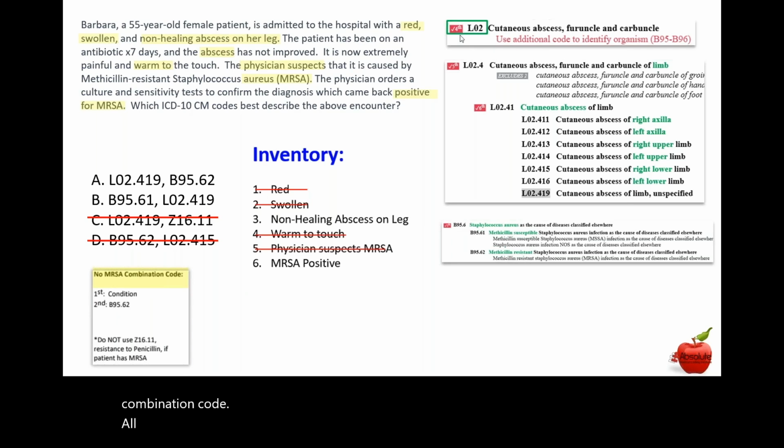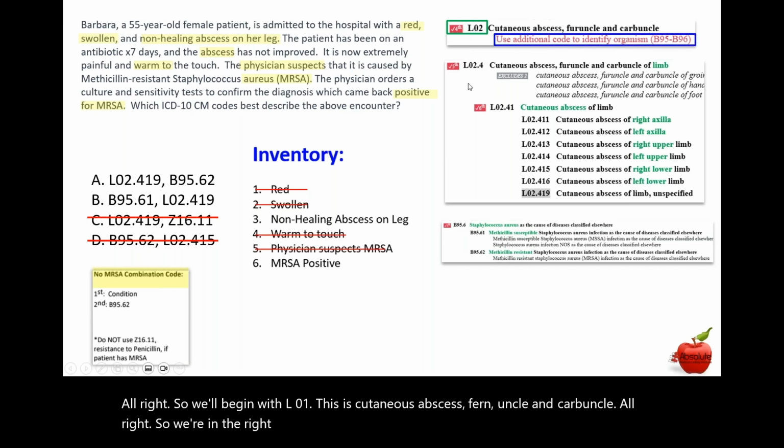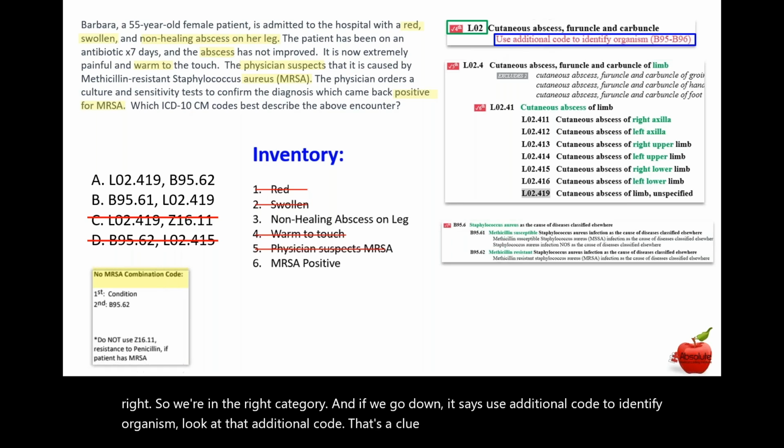All right, so we'll begin with L02. This is cutaneous abscess, furuncle, and carbuncle. All right, so we're in the right category. And if we go down, it says use additional code to identify organism. Look at that, additional code. That's a clue that you sequence it after this code, right?